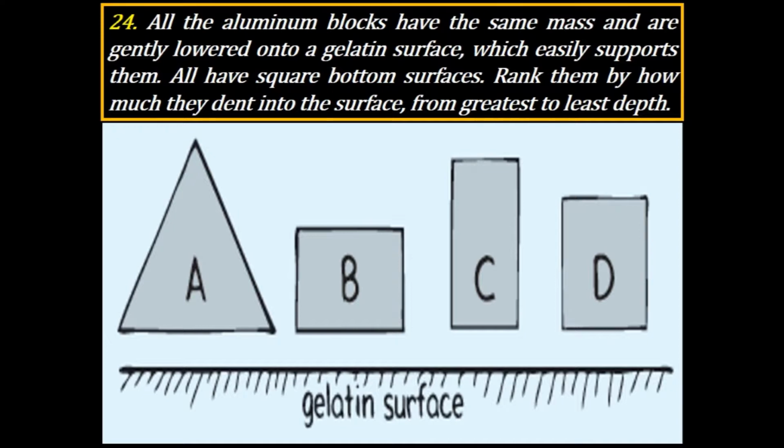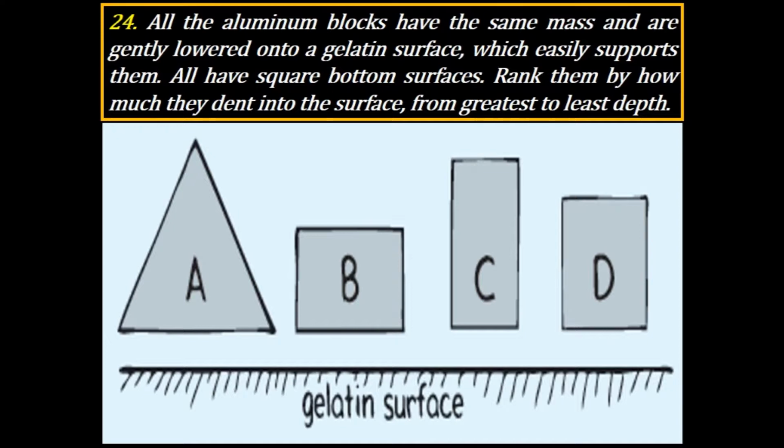All of the aluminum blocks have the same mass and are gently lowered onto a gelatin surface, which easily supports them. All have the same bottom surfaces. Rank them by how much they dent into the surface from greatest to least. So what has the greater pressure? I want you to try to think about that.